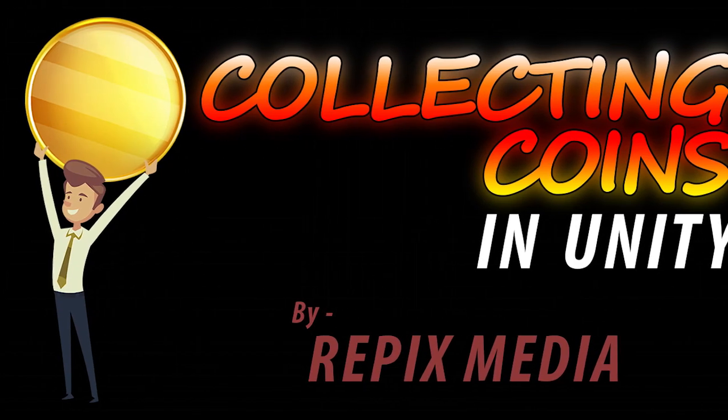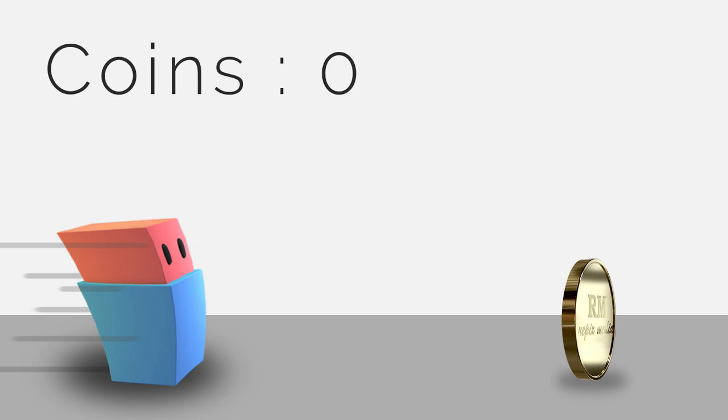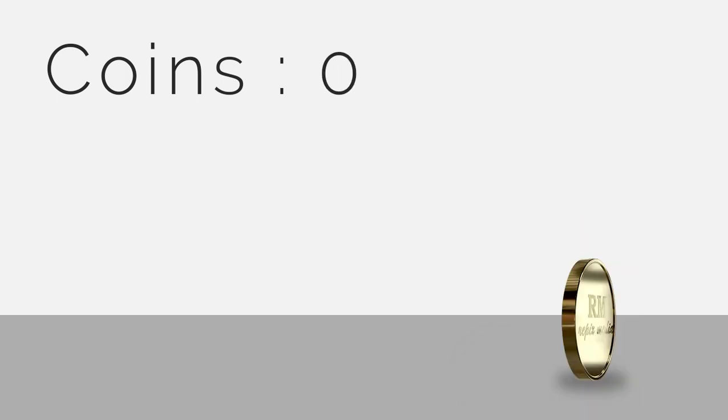Welcome back, guys. We are going to talk about how to collect coins in Unity. And more specifically, if a player moves towards the coin and hits it, the coin gets destroyed and we somehow register the hit, for something like adding it to a coins counter maybe.